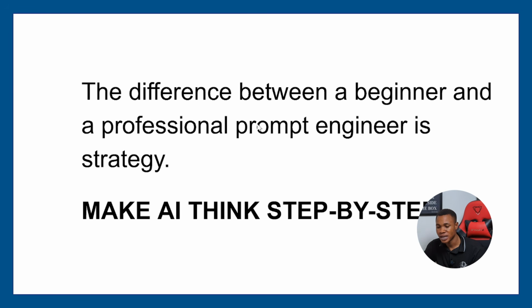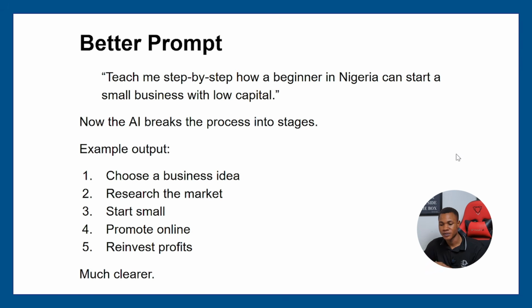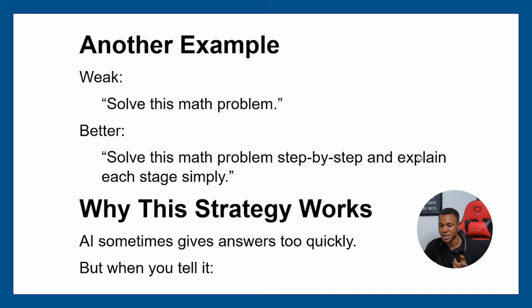The difference between a beginner and a professional prompt engineer is strategy. Make AI think step by step. One powerful trick in prompt engineering is telling AI to explain things step by step. I want to do practicals for this one. So, a better prompt: teach me step by step how a beginner in Nigeria can start a small business. We have been using this example.